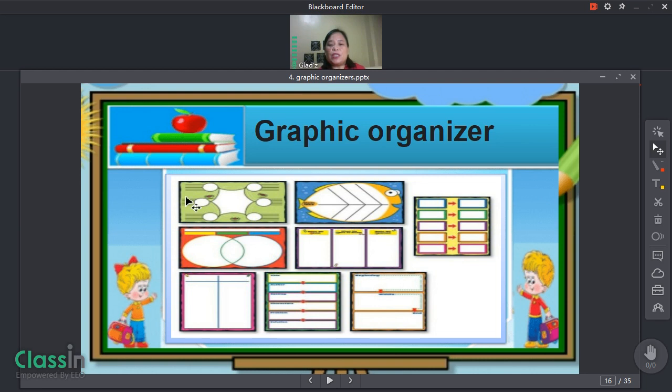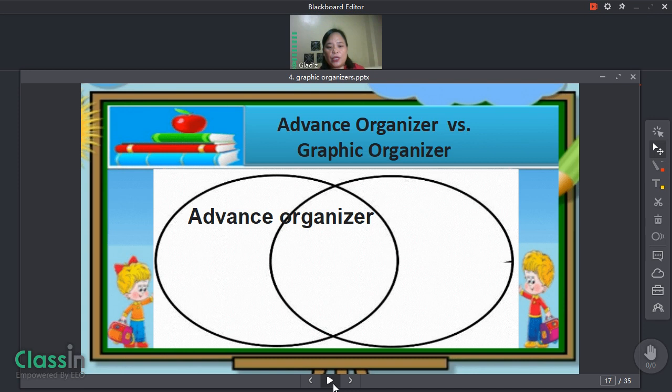Okay, so these are examples of graphic organizers. So maybe you are familiar with this, like what I showed you in the beginning of our lessons. This one, this picture, and then the other one, this one. Okay, so in our further discussion, we will know what these graphic organizers are, and where we use them. Okay, so let us first differentiate the advanced organizers and the graphic organizers.